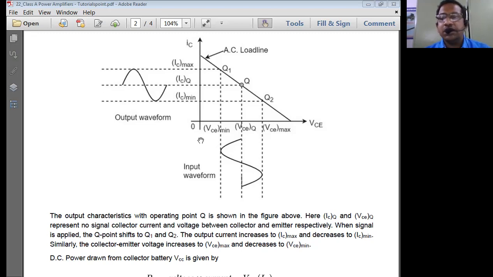In order to achieve this, we connect a transformer at the output of the class A power amplifier circuit. Let us see how we do that now.